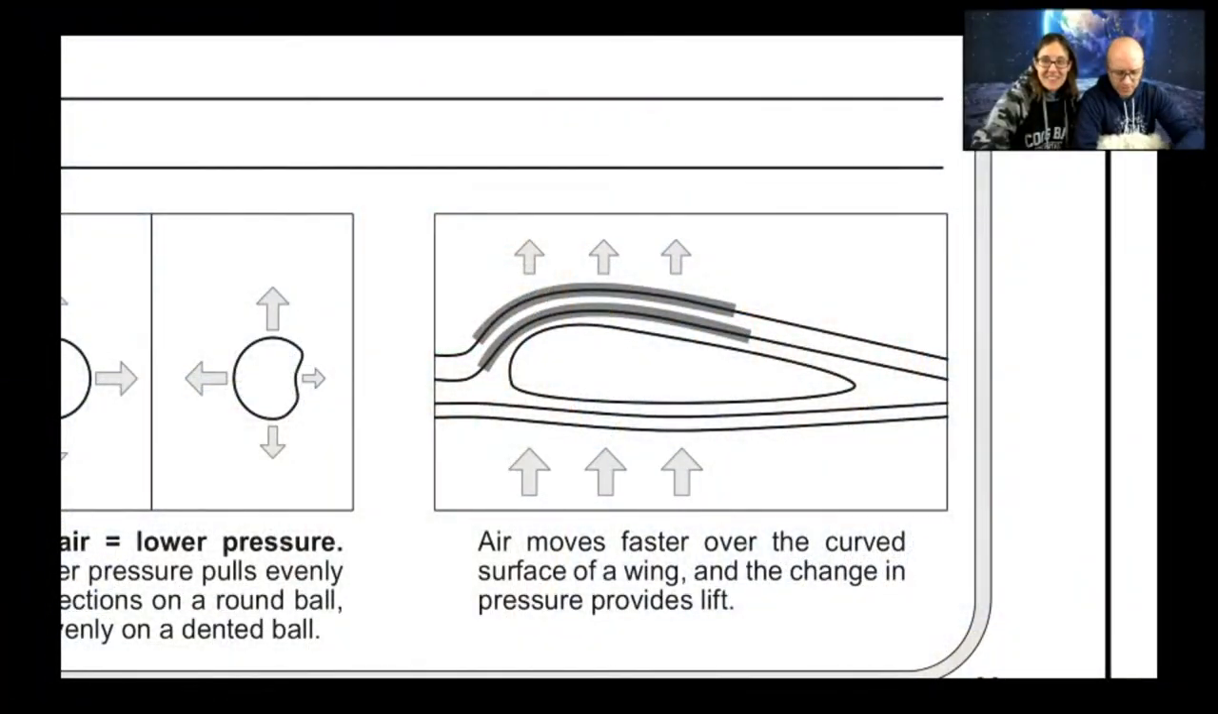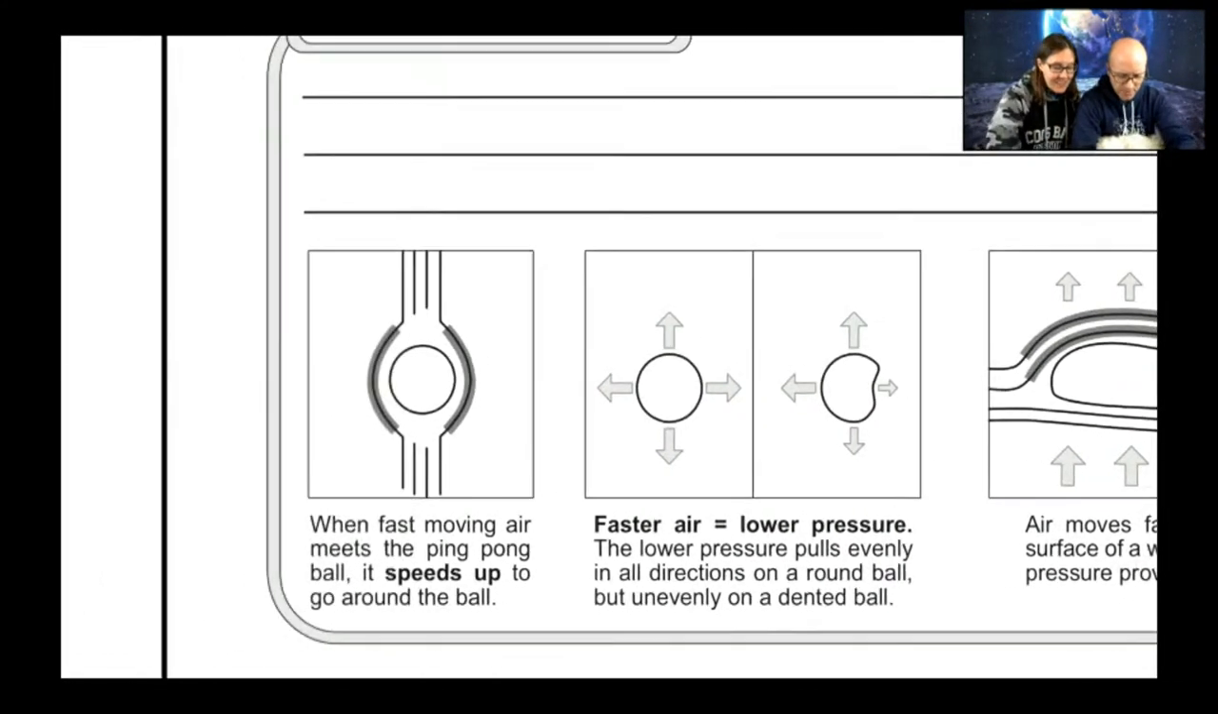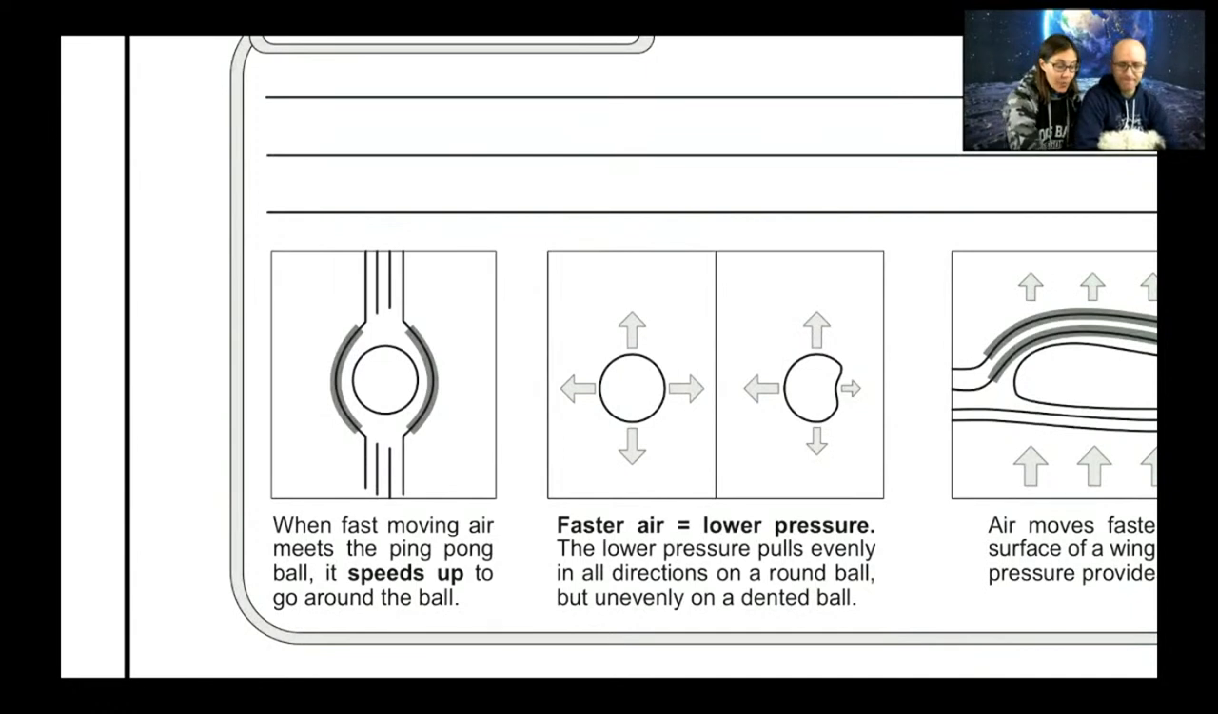Gotcha. All right. So you're saying down at the bottom of page 23, you've got some drawings here. So what's going on? Yes. So like we talked about with our ping pong ball, we have low pressure on all sides of the ping pong ball, and that's what helps it to stay in the airstream. And that pressure is even when the ball is round. But if you have a dented ball, usually it will fall out of the airstream right away. But we saw with our little dent that we did live, if it's even dense on both sides, sometimes you can get one that will hover pretty well.